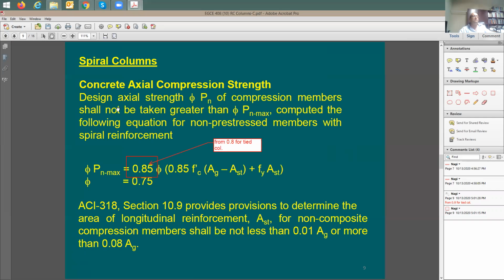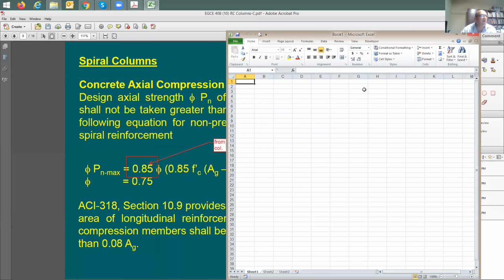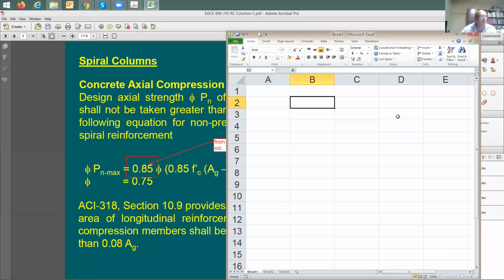So if I'd like to compare two columns, one of them is going to be spiral column, the other one is going to be tight column. Let me try this quick. You can see I have two columns. Here's a tight column, and this is going to be the spiral.